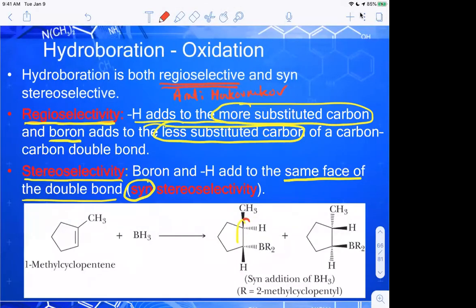I will get a cis configuration here, right? This is the cis isomer. And it doesn't matter, I get both. I get an enantiomeric mixture if they're chiral, because it could add to the top or the bottom face of that thing. But if I have a cyclic structure, what I'm going to get is the syn addition.